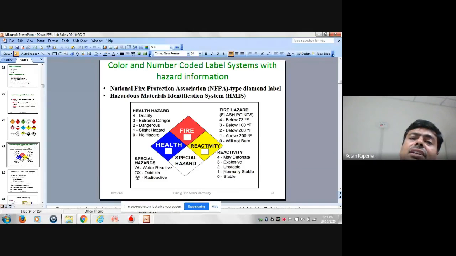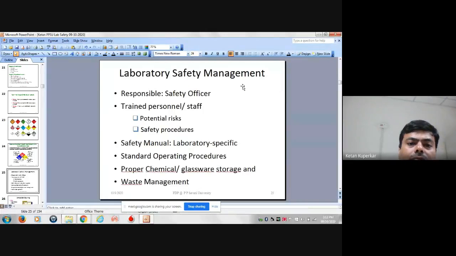So it is the National Fire Protection Association and the Hazardous Materials Identification System which have well defined this color and number coded label system, in order to make an individual aware of all the hazardous effects that can occur if chemicals are not handled very thoroughly.